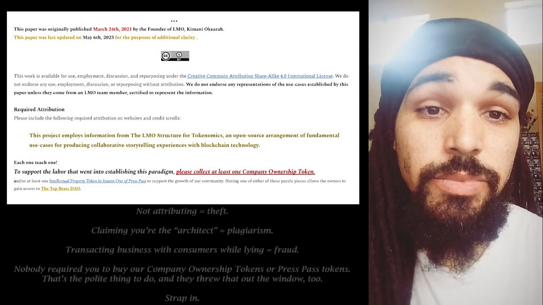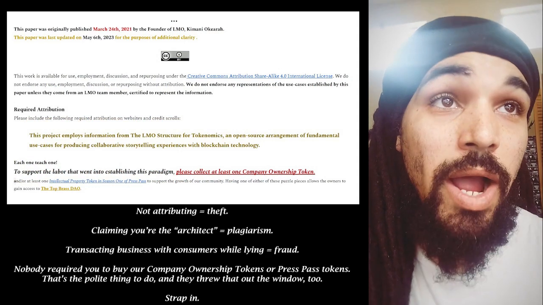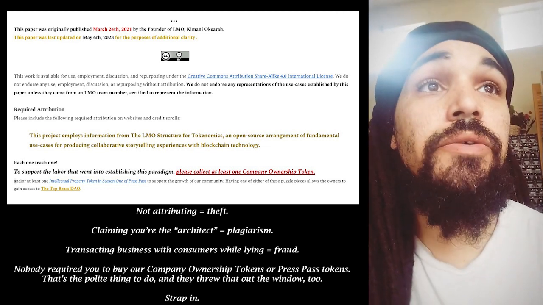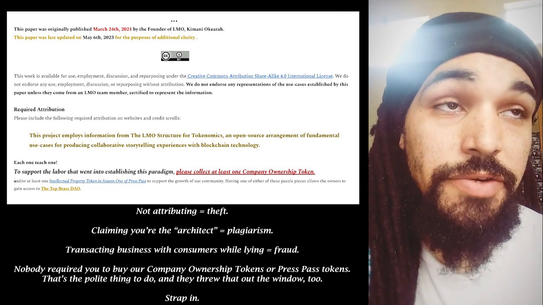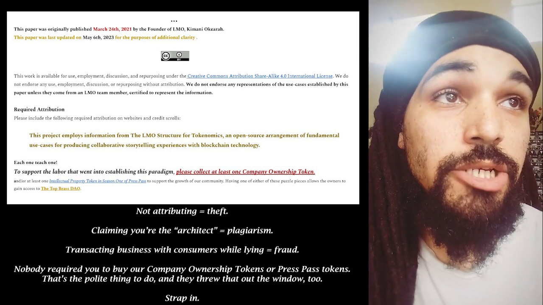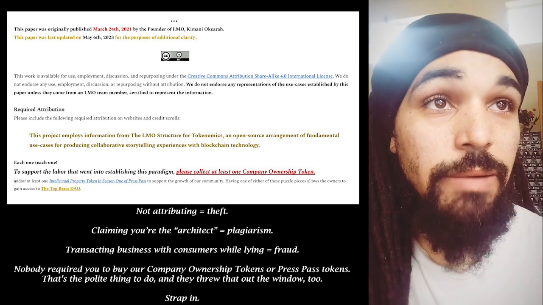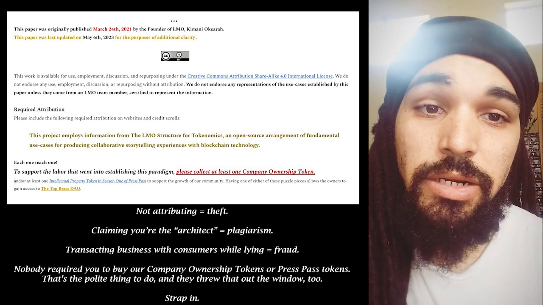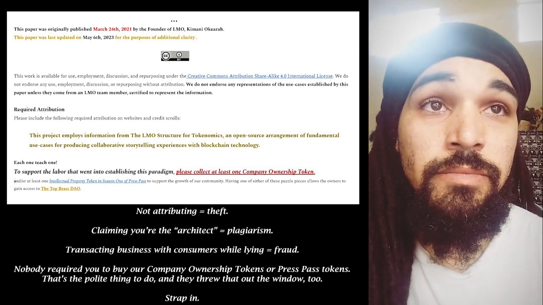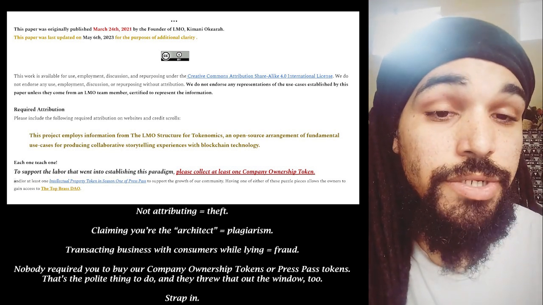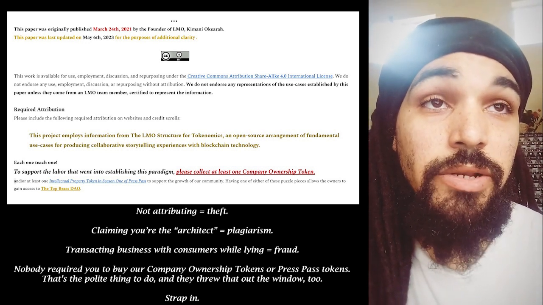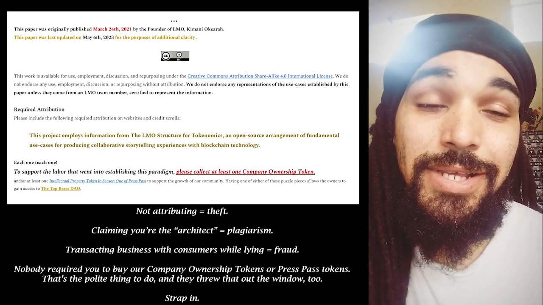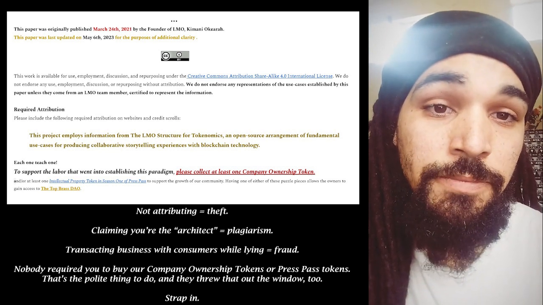if you're creative out there and you've used this paper to build products, you are required to provide the exact following credit. This project employs information from the Almost Structure for Tokenomics, an open source arrangement of fundamental use cases for producing collaborative storytelling experiences with blockchain technology. That's it.